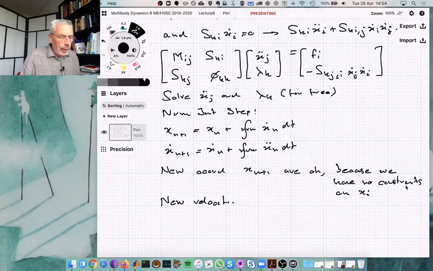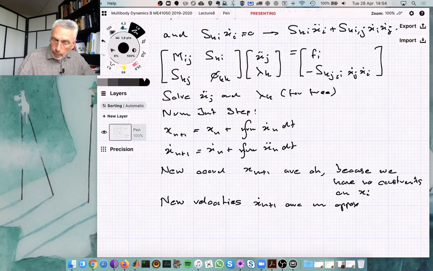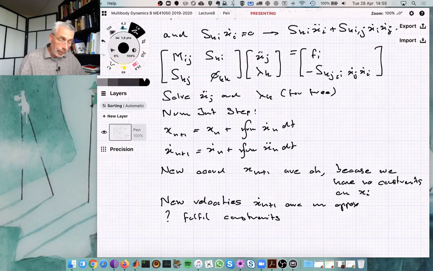Where was I? So the new velocities, x dot n, are an approximation, right? And we have to make sure that they fulfill the constraints. So we have to raise the question, do they fulfill the constraints? And in general, they don't.